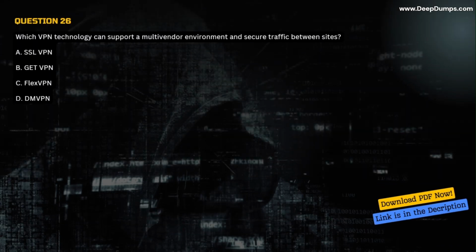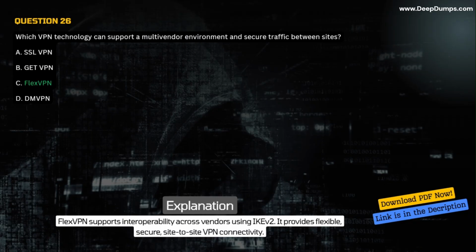Question 26. Which VPN technology can support a multi-vendor environment and secure traffic between sites? A. SSL VPN. B. GetVPN. C. FlexVPN. D. DMVPN. Correct answer, C. FlexVPN. Explanation. FlexVPN supports interoperability across vendors using IKEv2. It provides flexible, secure, site-to-site VPN connectivity.